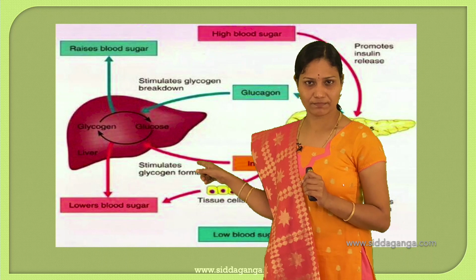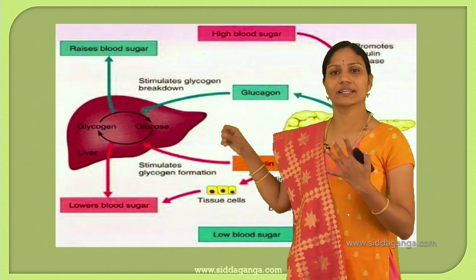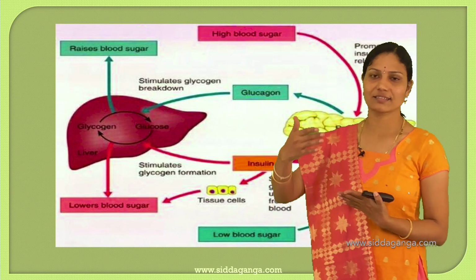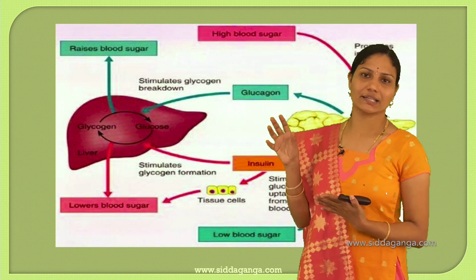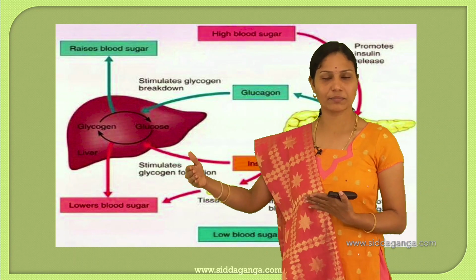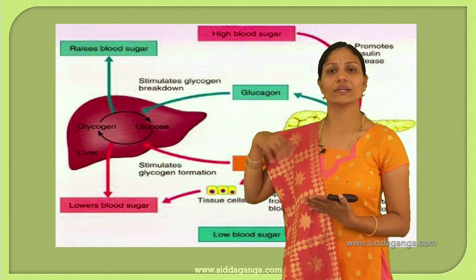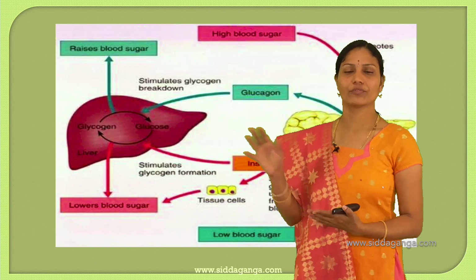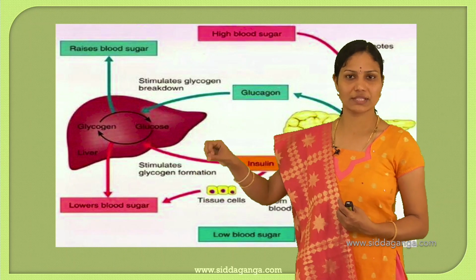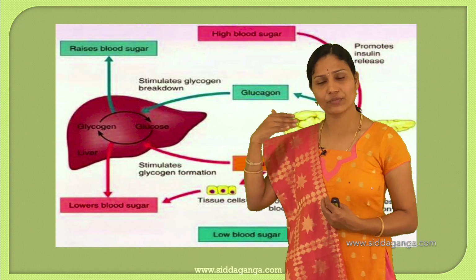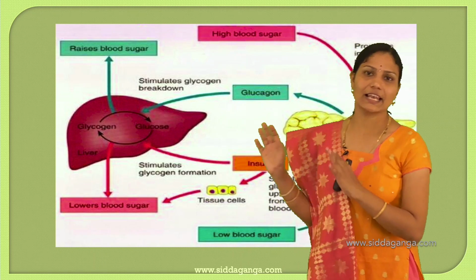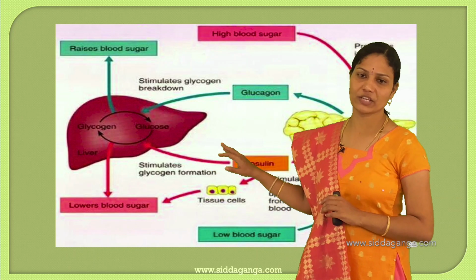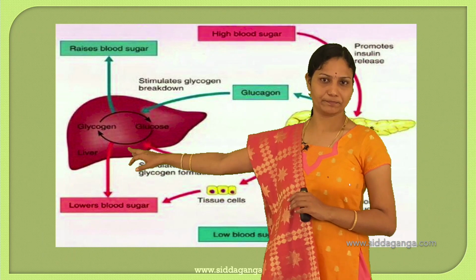Because what happened here is, whenever there is a rise in sugar level in the blood, the islets of Langerhans release insulin. Insulin directs the cells, every cell in the body, to take up glucose for their activities. And the other part of the glucose, the leftover, is converted into glycogen and stored in the liver. So this is the functioning of insulin: it stimulates glycogen formation and that is stored in liver.